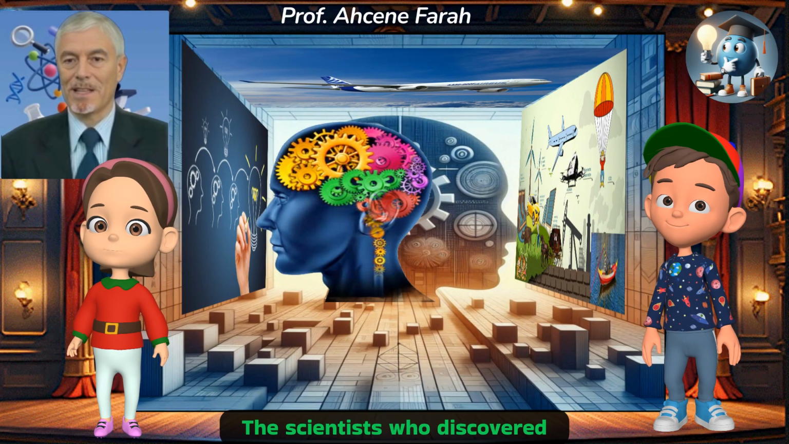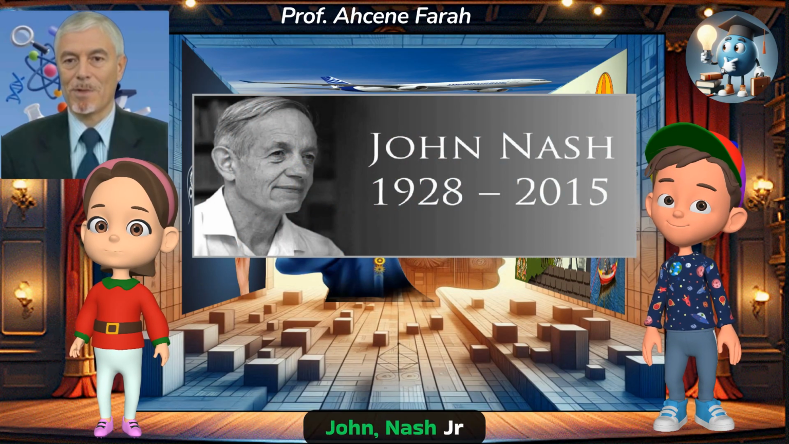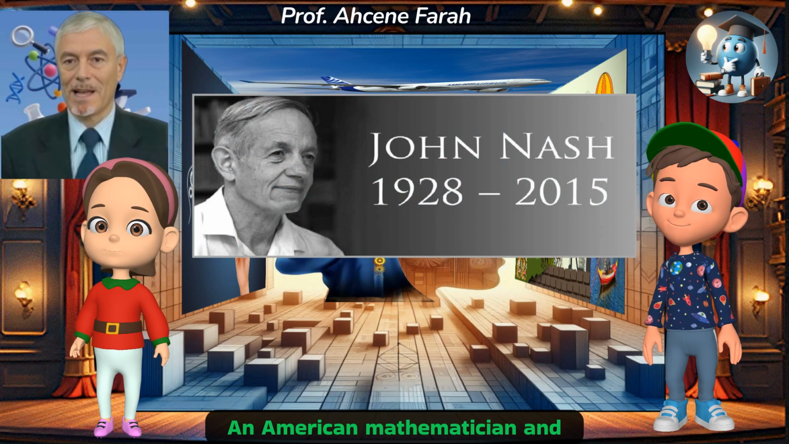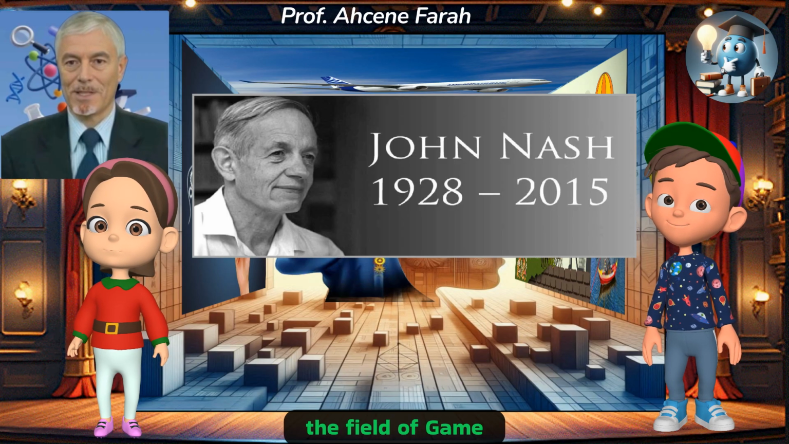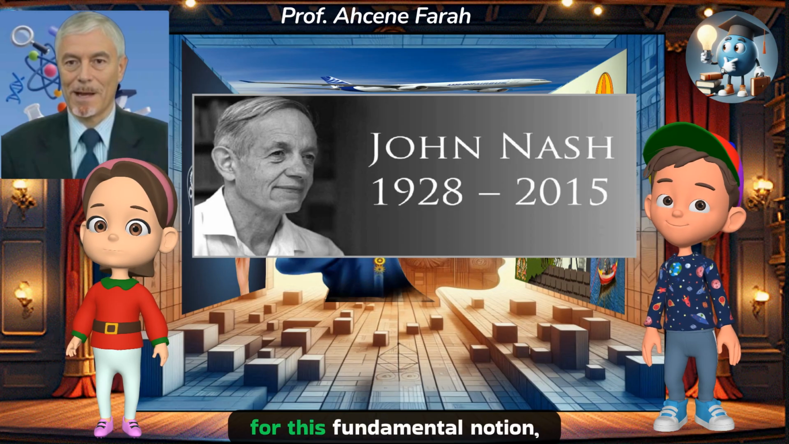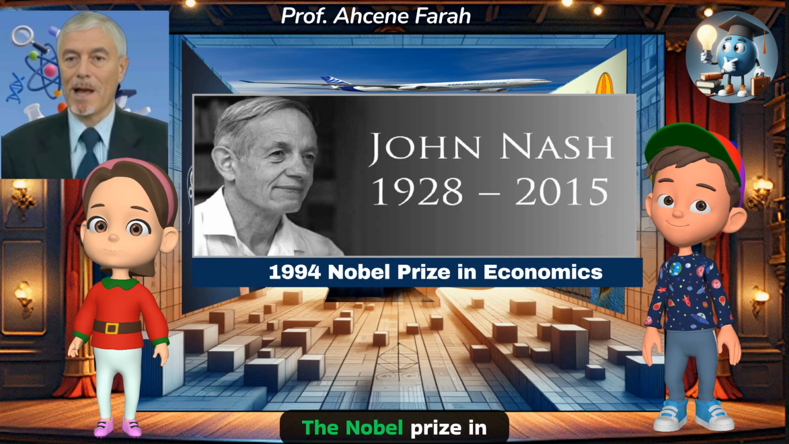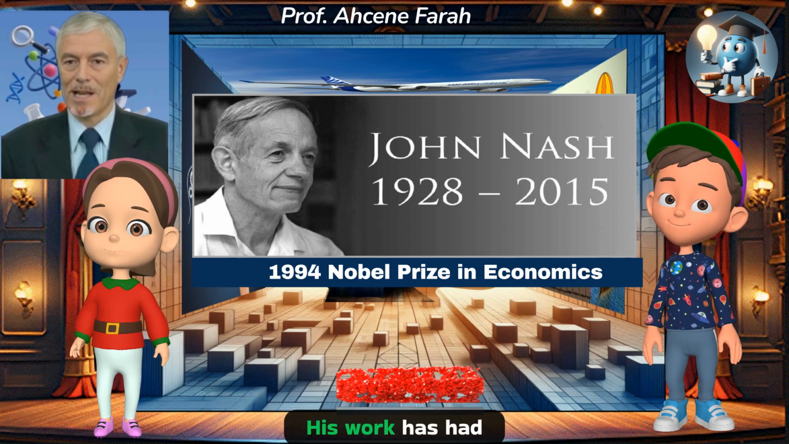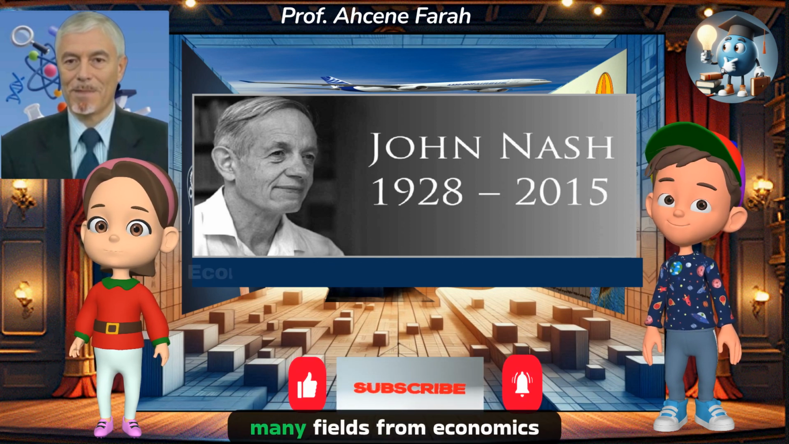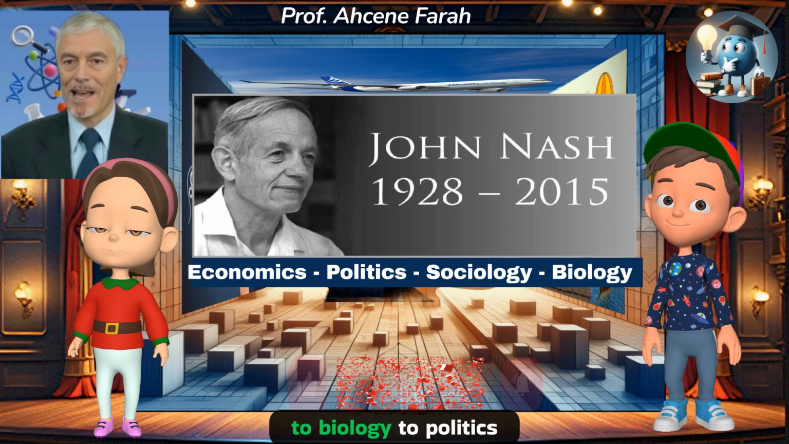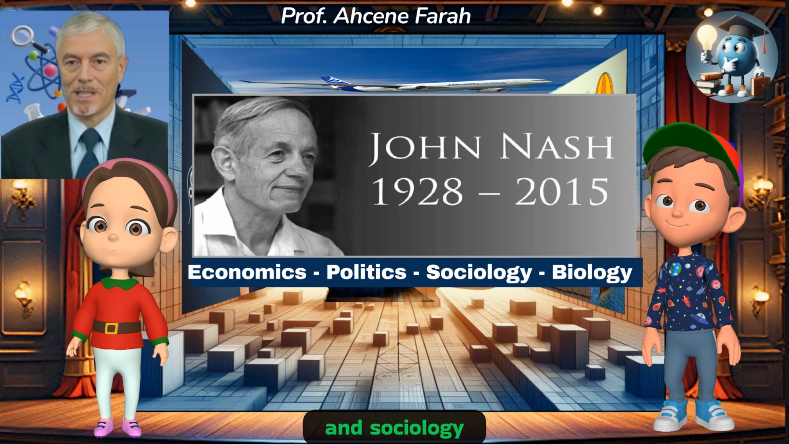The scientist who discovered and developed the concept of Nash equilibrium is John Nash Jr., an American mathematician and economist. His groundbreaking work in the field of game theory laid the foundations for this fundamental notion. For his major contributions to game theory, John Nash was awarded the Nobel Prize in Economics in 1994. His work has had a profound impact on many fields, from economics to biology to politics and sociology.